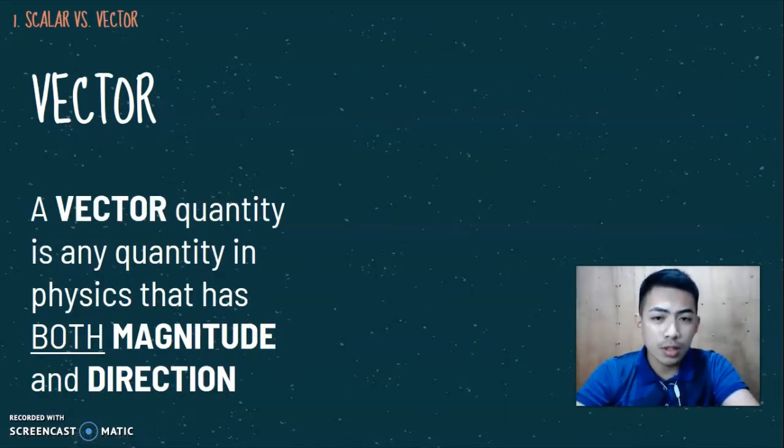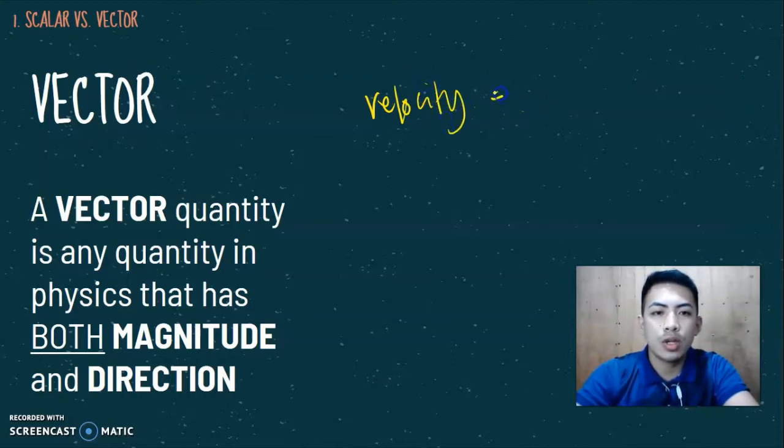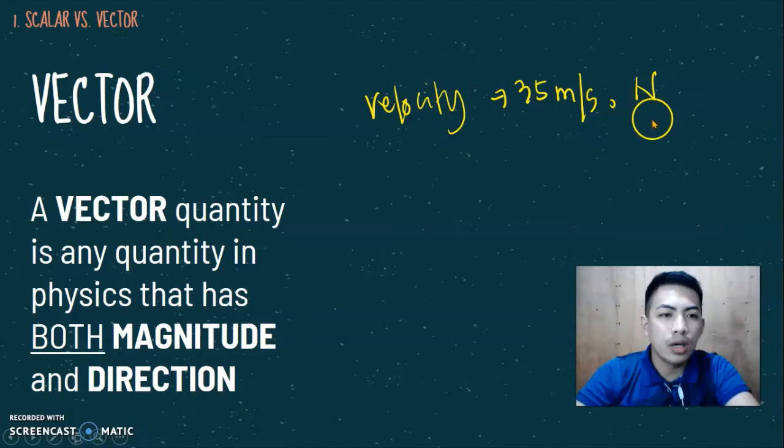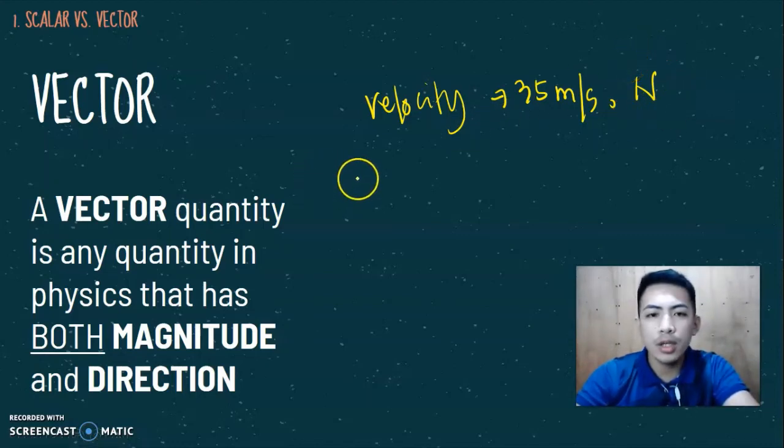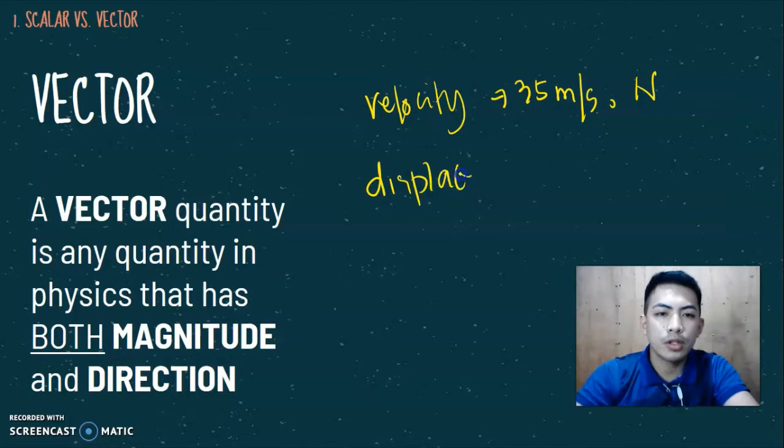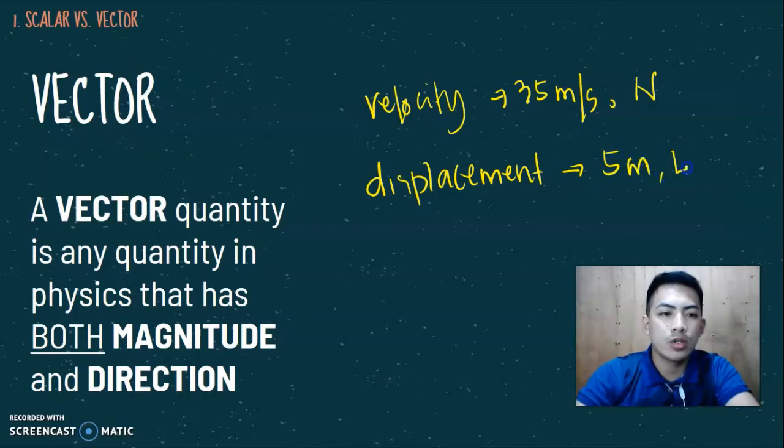The vector quantity is the complete opposite of scalar quantity. It involves both magnitude and direction. This is very common. An example is velocity, the opposite of speed. So we can have 35 meters per second due north. Now we have here the magnitude, and we have here the direction. Another is displacement, the counterpart of distance. We can have 5 meters due east. This is also a vector quantity. We have here the magnitude and the direction.